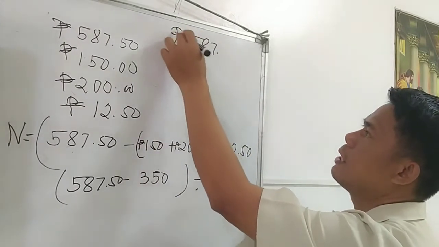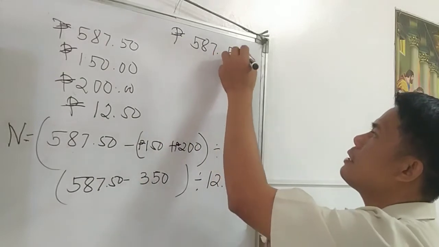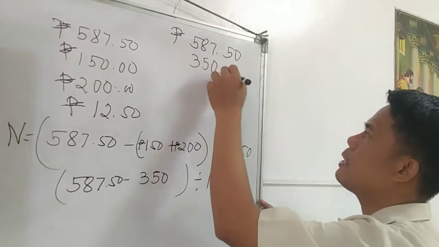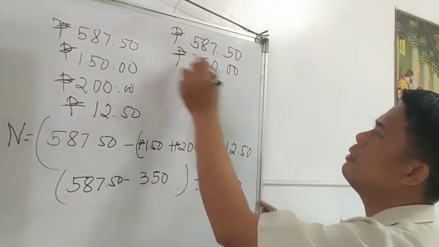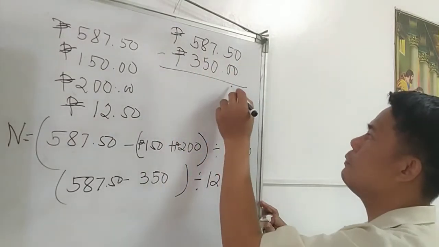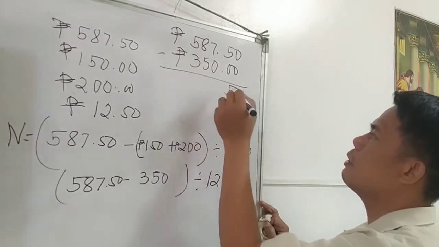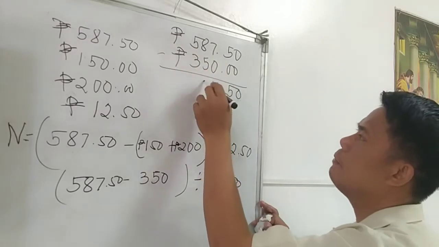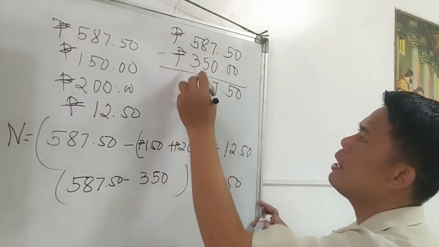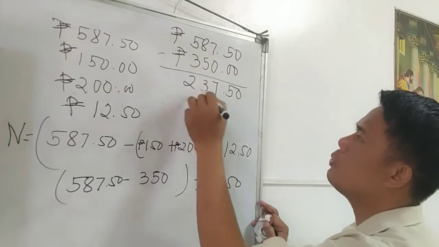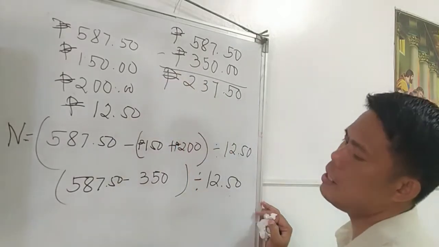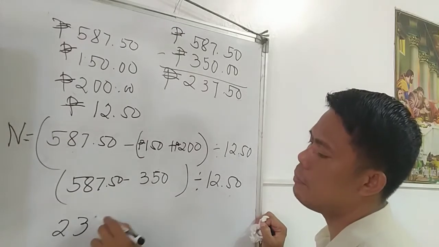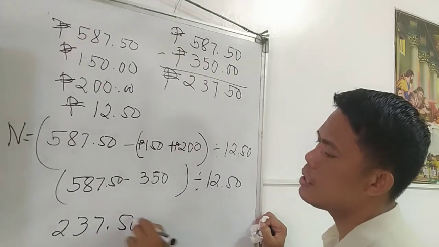587 pesos and 50 centavos minus 350 pesos. Okay, so we bring down 50 since there is 0. So 7 minus 0 is 7. 8 minus 5 is 3. Then we have 5 minus 3 equals 2. So the remaining amount is 237 pesos and 50 centavos.